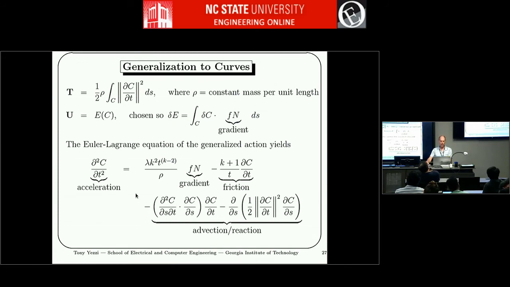So it has very similar structure to what you saw in the flat case. Here's the acceleration, the second derivative of the curve. This is the gradient. Now gradient descent would be one derivative equals that. Now this is multiplied by something that depends on the density. That's not that important. Here's a frictional term, the first derivative of the curve. Before I was showing this on the other side, so now you see it with the minus sign.